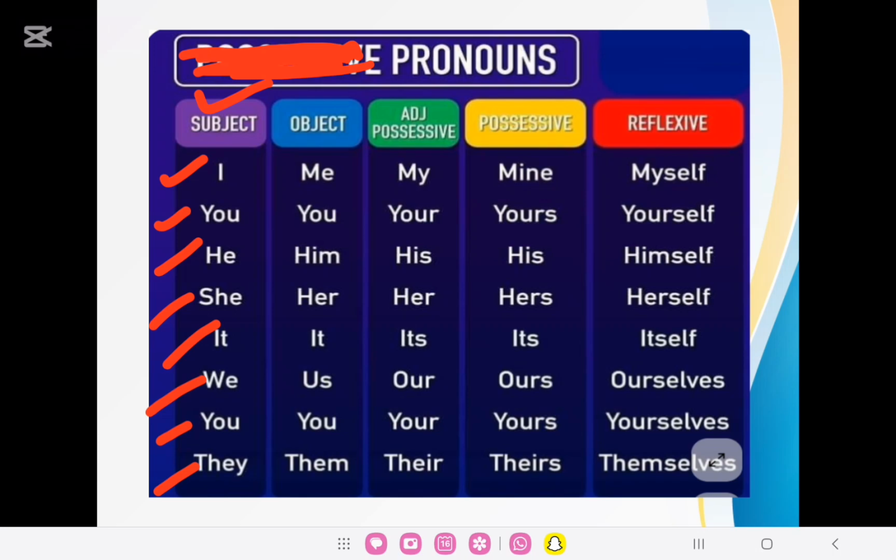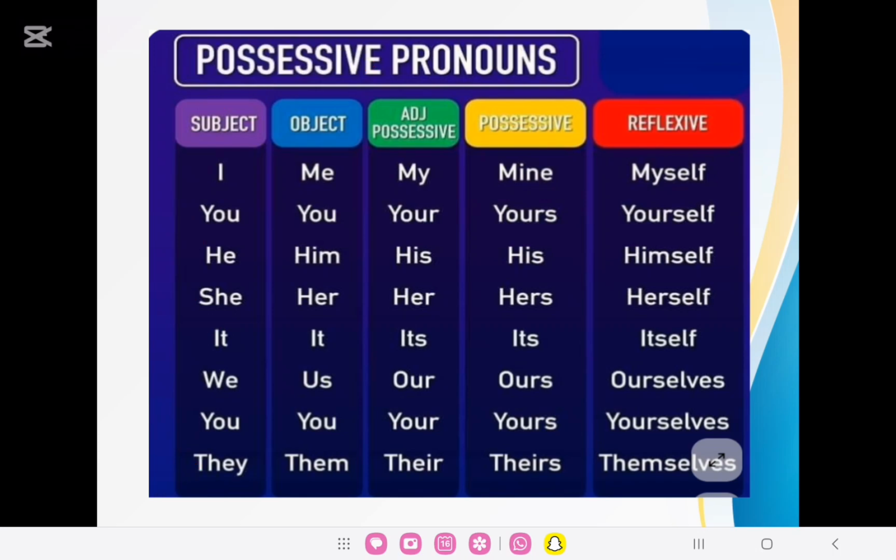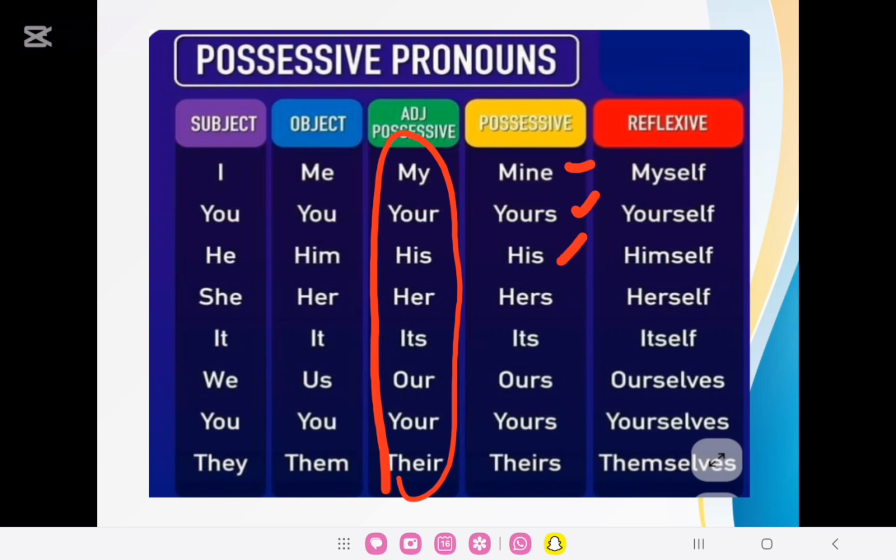Then we have object pronouns: me, you, him, her, it, us, you, them. These are object pronouns. That means they come at the end of a sentence, right? Then we have possessive pronouns. I'm leaving this here, that is a different thing. I'm not counting this. Possessive pronouns: mine, yours, his, hers.